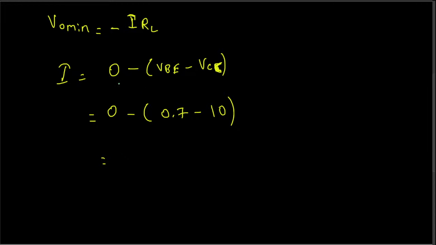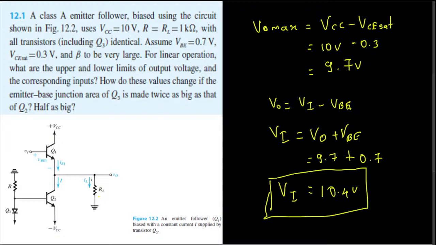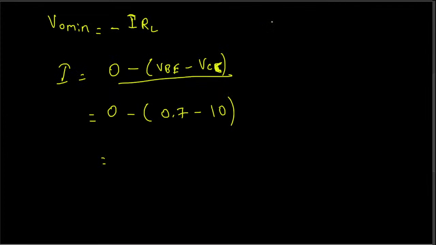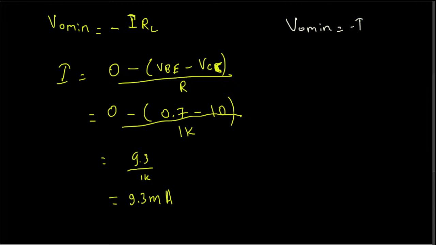So we are going to have positive 9.3, and this should also be divided by the resistor in between. In this case that's RL, and RL is equal to R, so you can put R or RL, both of them. R is 1K, so you end up getting 9.3 divided by 1K, which is equal to 9.3 milliamperes. This is the current we have. Now that we have the current, we can calculate V0 minimum. V0 minimum is negative I times RL, and we know I is 9.3 milliamperes and the load resistance is 1 kilo ohm. Kilo and milli cancel each other, so we end up getting negative 9.3 volts. This is the minimum voltage.